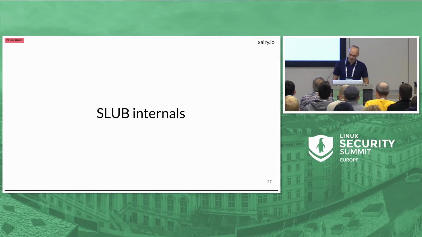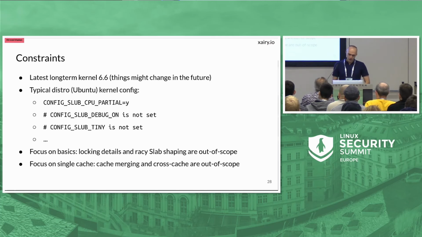Of course, to understand how to shape SLUB memory for exploiting SLUB bugs, we need to understand the internals of the allocator, so let's start with that. We are going to have some additional constraints on the internals of the allocator. First of all, I'm going to be targeting the latest long-term kernel, 6.6.